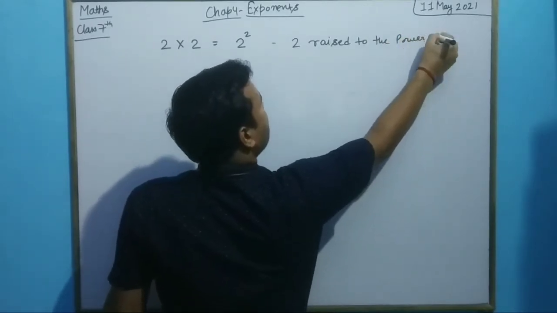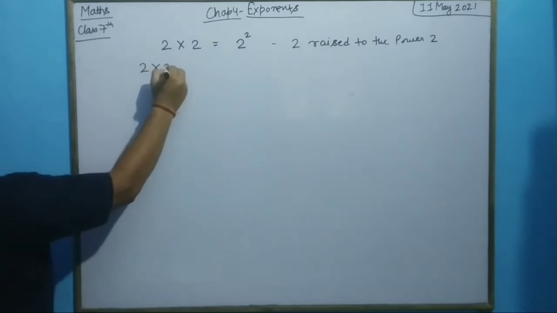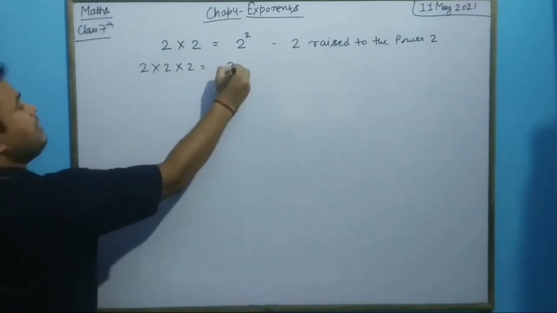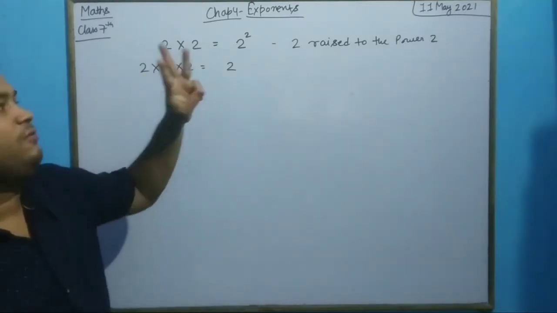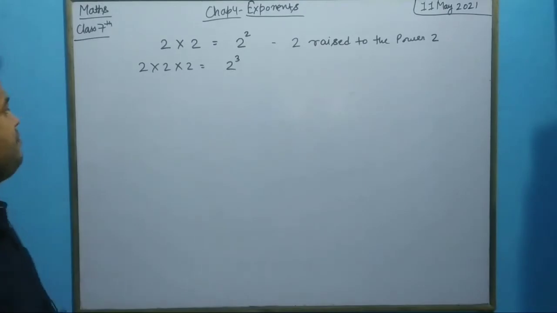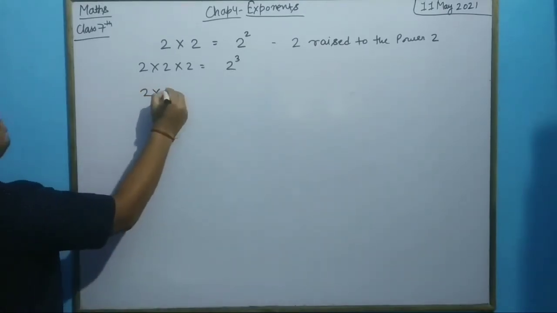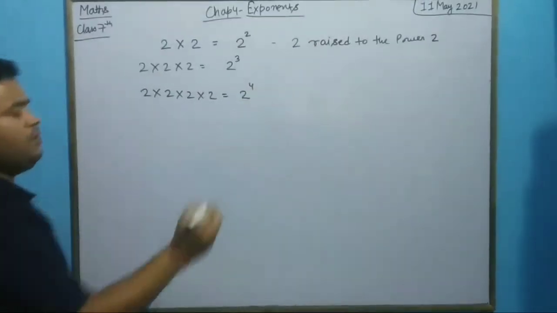Now again let us take another example. 2 multiplied by 2 multiplied by 2. Here 2 is being multiplied several times. How many times? 3 times. So 2 raised to the power 3. Again 2 into 2 into 2 into 2. How many times? 4 times. 2 raised to the power 4.